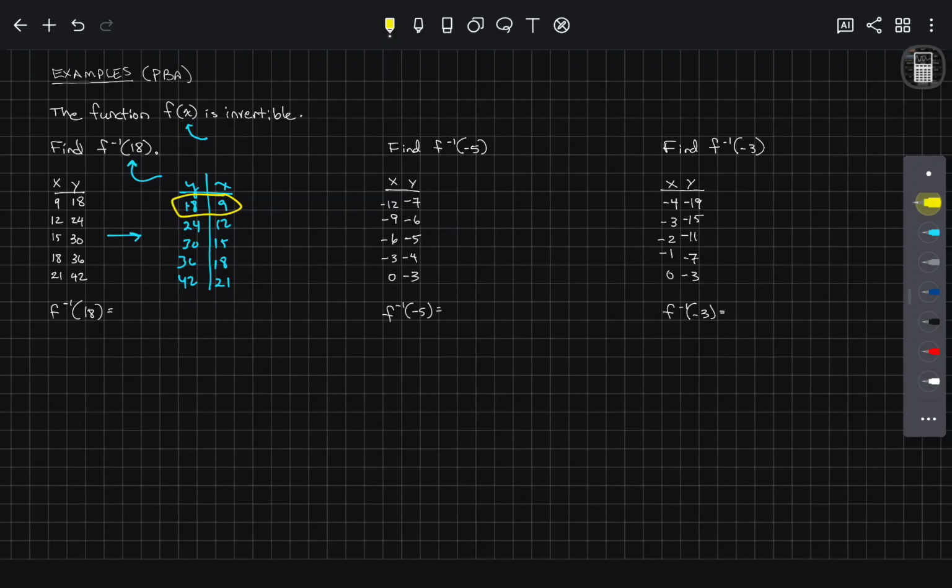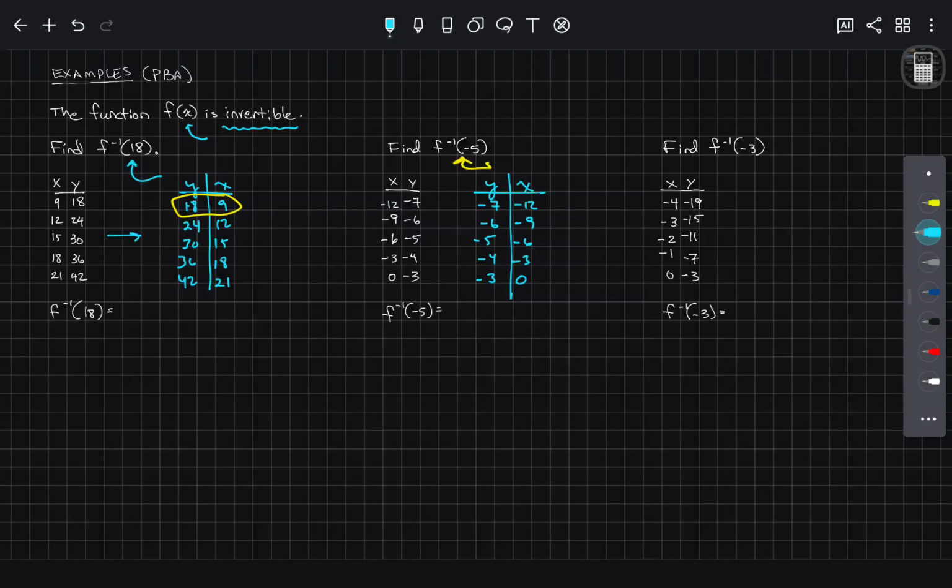So we know that in the original function, we're referring to x. That means in an inverted function, we're going to be referring to that as y, which is going to be our new input. So I always encourage you to go ahead and start with a table that just flips the coordinates, especially if it's telling you that it's invertible. So we're going to put the y values on the other side, -7, -6. Okay, so -12, -9, -6, -3, and 0.